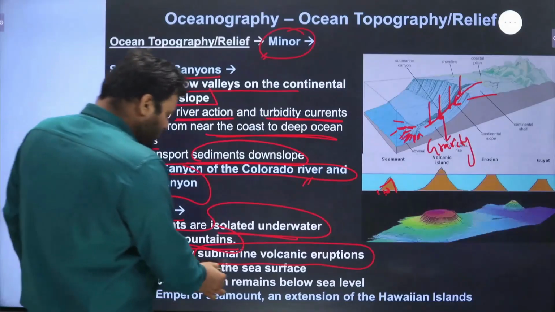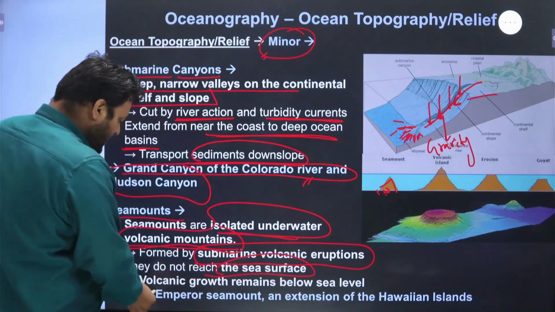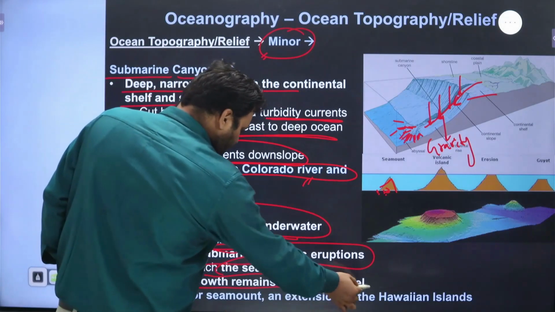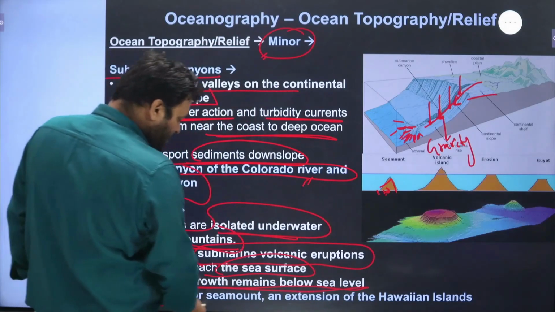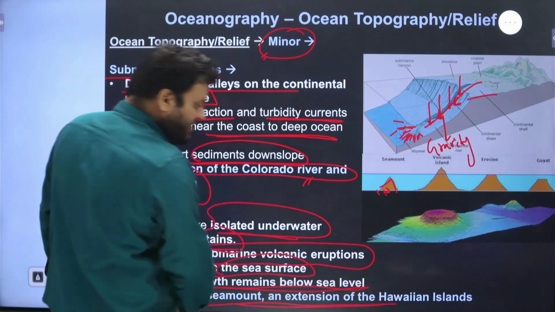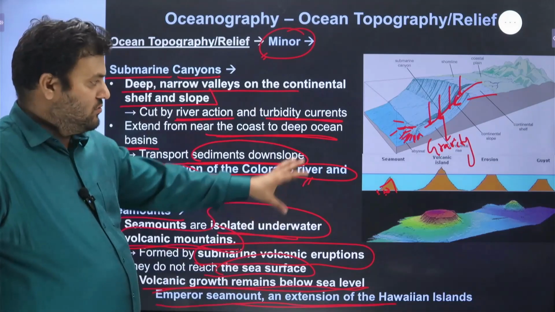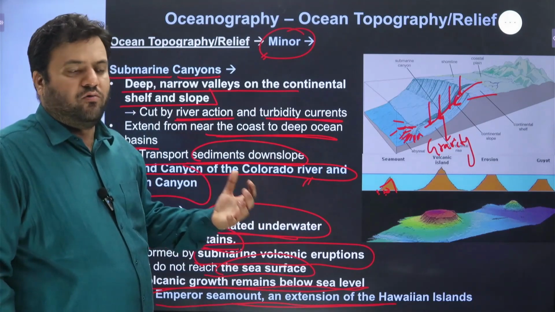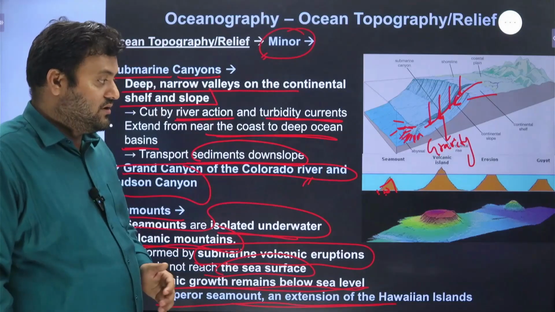They do not reach the sea surface, and volcanic growth remains below sea level. You will see the Emperor Seamount, which is near the Hawaiian Islands. That is the well-developed seamount which we have observed so far on our earth's surface.